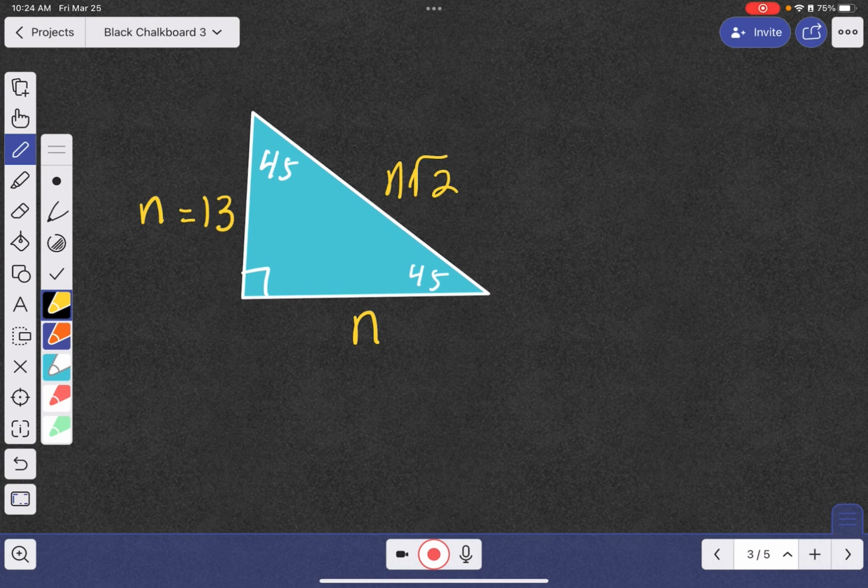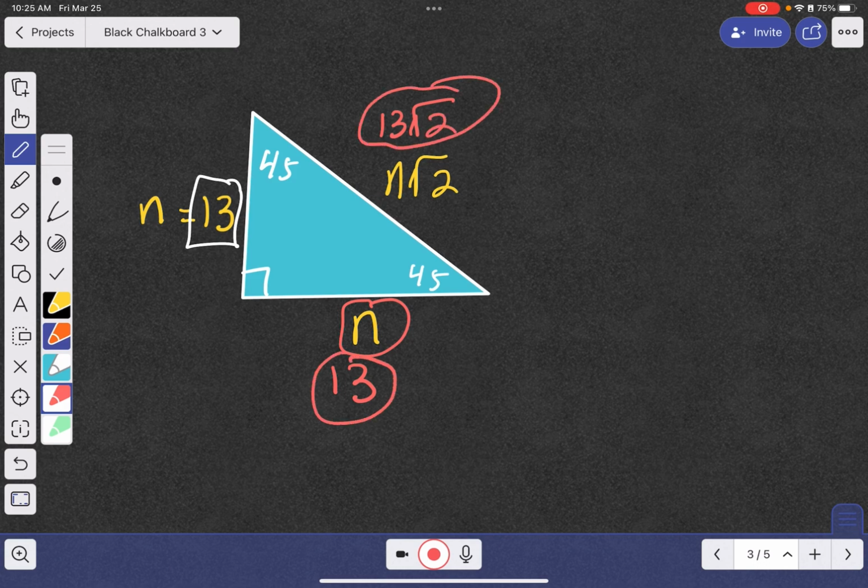So now we know the length of this side is 13. If I have to find the length of the other two sides, my n value is 13. Well, this is n here, so I know that this length has to be 13 as well. And in this one, my n value is 13, so then my hypotenuse has to be 13 times the square root of 2. And I've just found, in the way I've taught it over the years, that students find this probably the easiest way to do it.